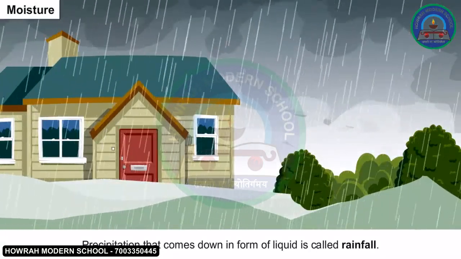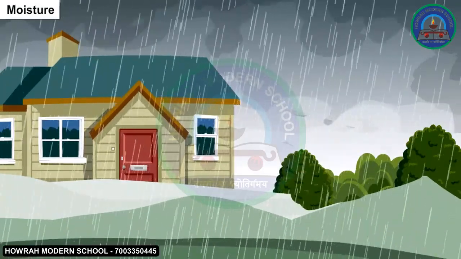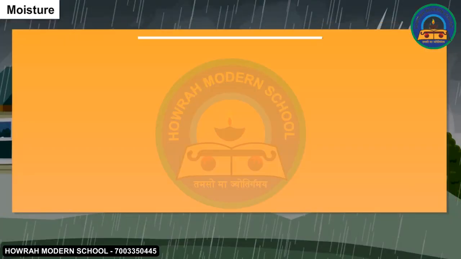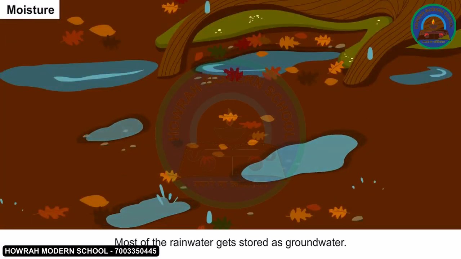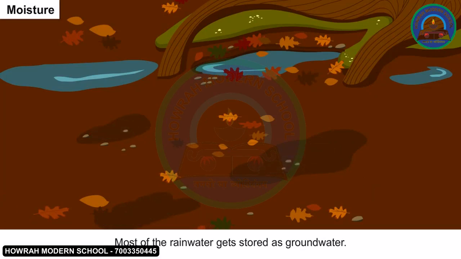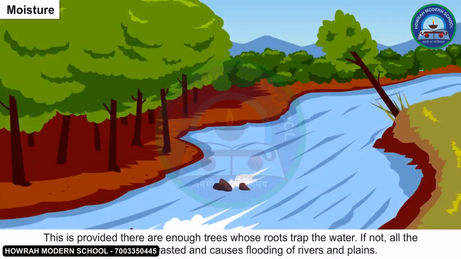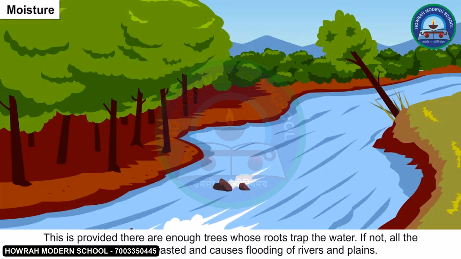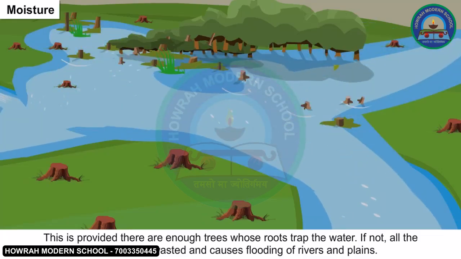Precipitation that comes down in the form of liquid is called rainfall. Depending upon mechanism, rainfall is of three types: convectional, orographic or relief, and cyclonic. Most of the rainwater gets stored as groundwater, provided there are enough trees whose roots trap the water. If not, all the rainwater gets wasted and causes flooding of rivers and plains.